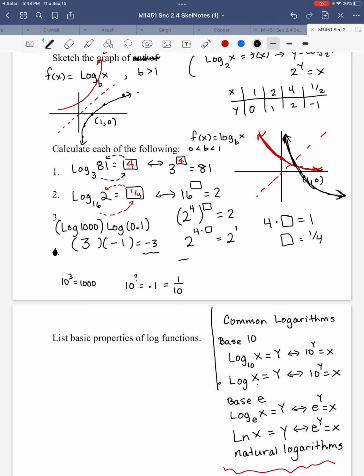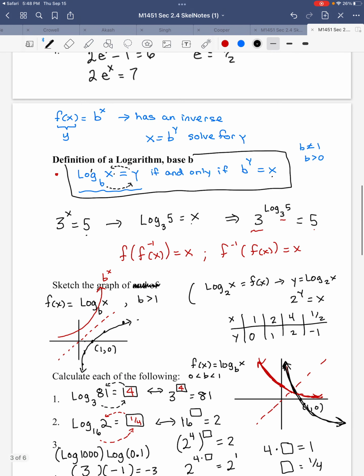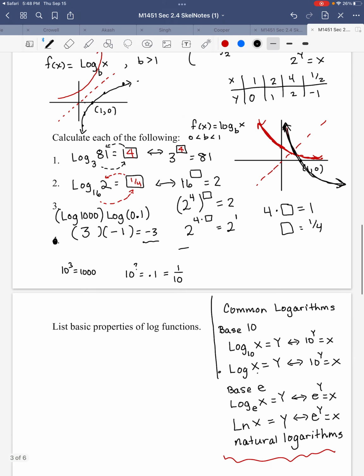Okay, a logarithm is an exponent, or a logarithm can be used as an exponent finder. I'm going to go back and show you how we can use a logarithm to find this after we talk about the properties of log functions.